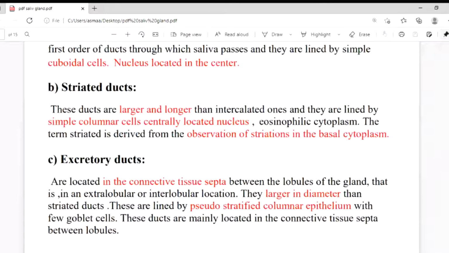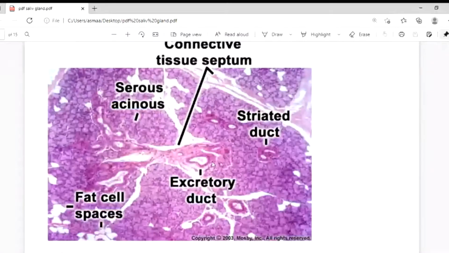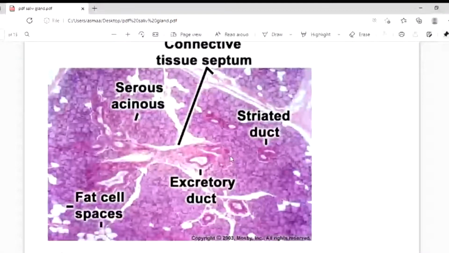You see here in this slide section, this is the excretory duct, the duct before the last one, before the main duct. This is the striated duct.